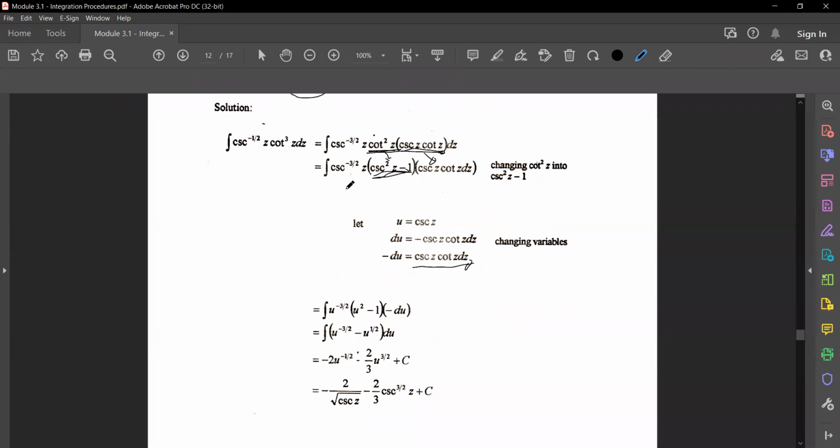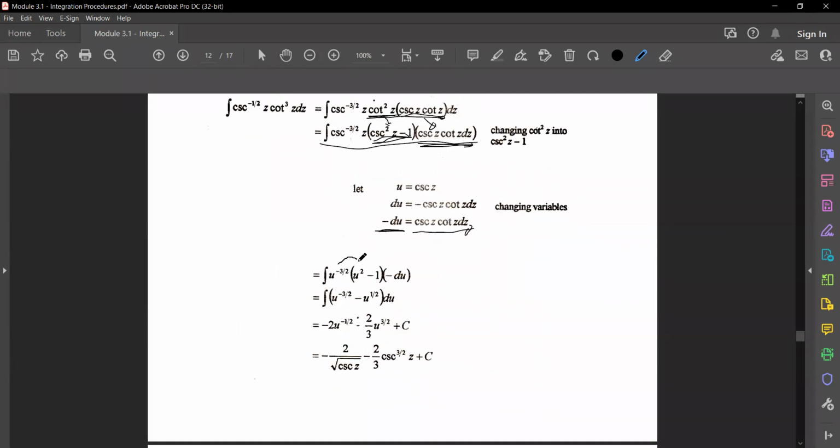Now you will substitute it to this equation. So yung u natin would be cosecant z. So it will become integral of u raised to negative 3 over 2 multiplied by u squared minus 1 multiplied by negative du. Then multiply. Yan. Or that is u raised to negative 3 over 2 minus u squared. Then proceed with the integration. Okay, that is integral of u raised to negative 3 over 2 minus integral of u raised to 1/2 du. Yan. Ito na yung answer mo.